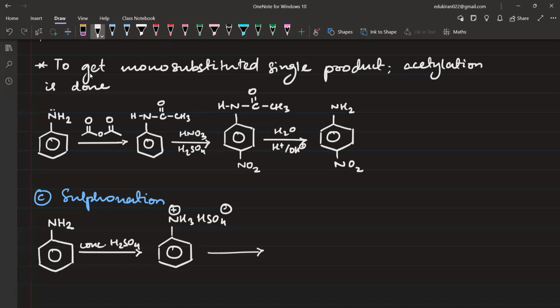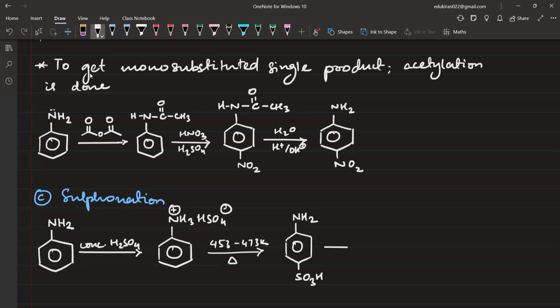Now, if you heat this, there's a reaction which takes place with the protonated anilinium ion. This is protonated anilinium ion. And the temperature is approximately 453 to 473 Kelvin. 180 से 200 डिग्री सेल्सियस के करीब रहता है. And you get a para substituted sulfanilic acid. मतलब SO3H group, it is attached on the para position. NH2 is as it is, and you will get SO3H. Now the hydrogen of this sulfonic acid is also acidic.